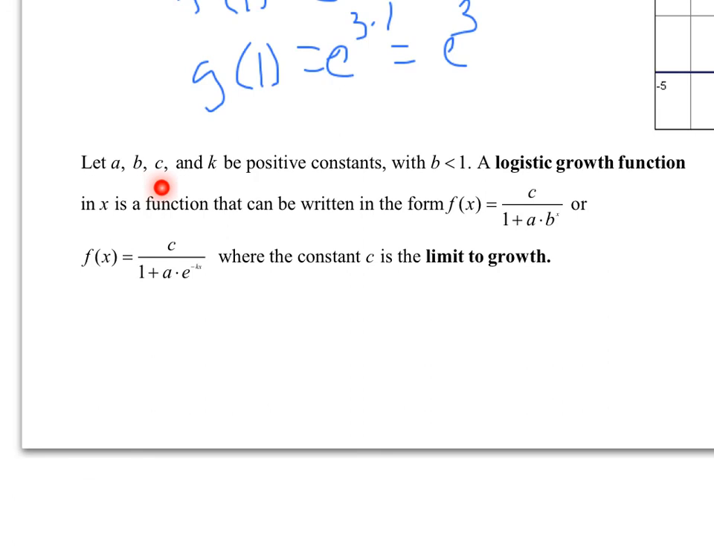So let's look at another definition. Let a, b, c, and k be positive constants with b less than 1, but positive. A logistic growth function in x is a function that can be written in the form f(x) equals c divided by 1 plus a times b to the x, or f(x) equals c divided by 1 plus a times e to the negative kx, where c is the limit to the growth. So, meaning c is the largest value you're going to get when this is 1. Okay?